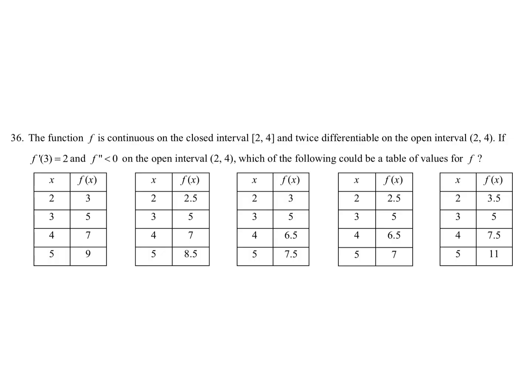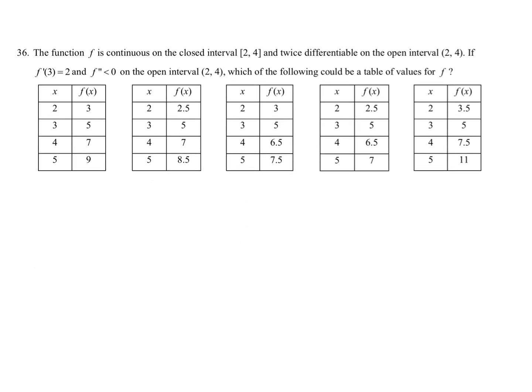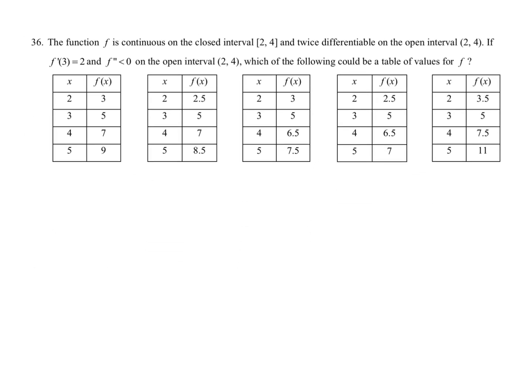All right, the next problem, we got 5 different tables to look at. And it tells us that f prime of 3 equals 2. So the instantaneous rate of change at x equals 3 needs to be 2. And it also tells me that the second derivative is going to be negative. So I'm going to have to look at the first rate of change to see about that guy. And I'll have to look at the second rate of change.